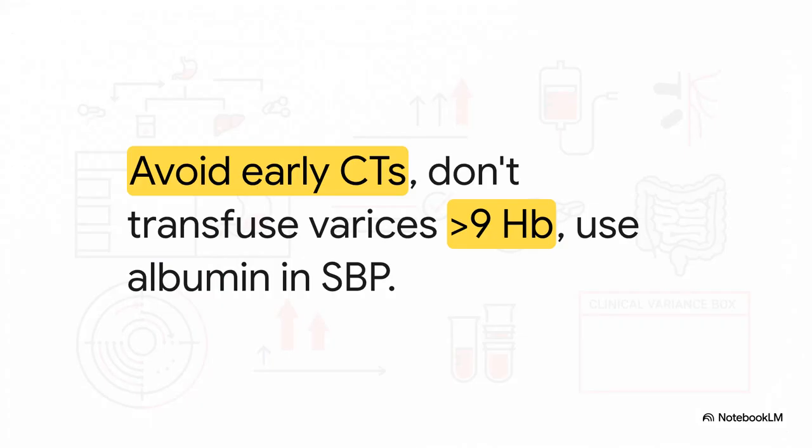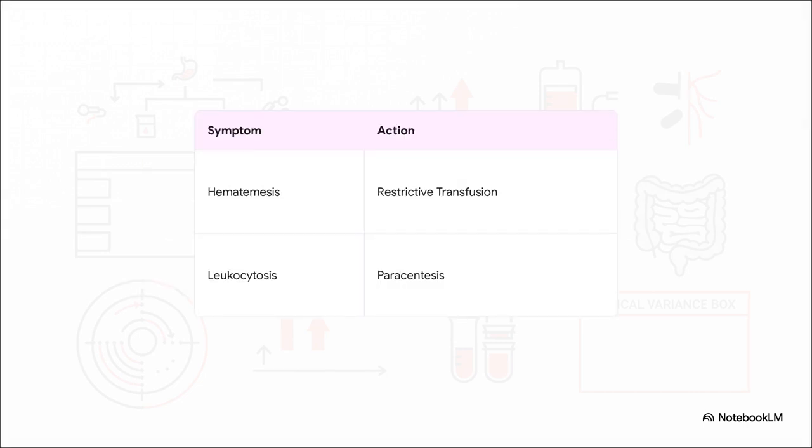So reconciling all these disruptive clinical traps means aggressively adhering to absolute biochemical thresholds across the board. We mitigate errors by not ordering early CTs in pancreatitis. We don't transfuse varices above a hemoglobin of 9. We never omit albumin in SBP. And we don't just assume a high SAG always equals cirrhosis without checking cardiac metrics first. Let's put it all together.